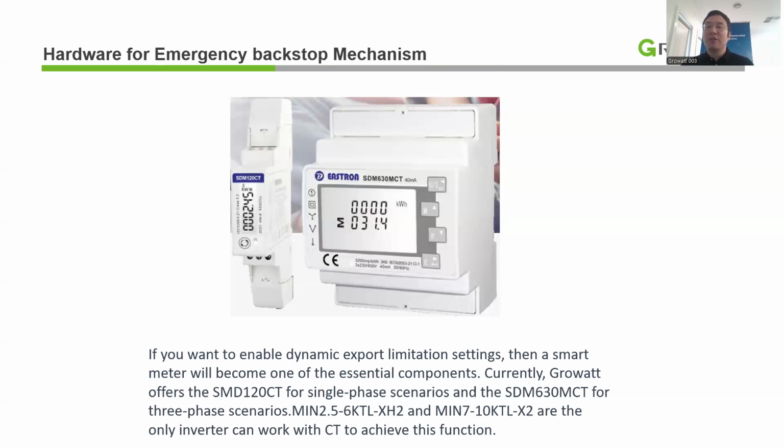Secondly, as I said, this is a kind of export limited control, which means you must have the smart meter. So obviously for a Growatt single-phase inverter, you must have the single-phase smart meter, what we call SDM120CT. And for three-phase, you have to use the SDM630MCT smart meter. But there are two exceptions.